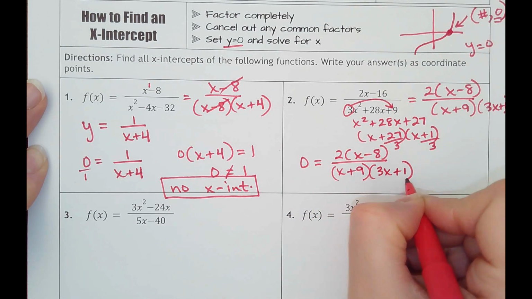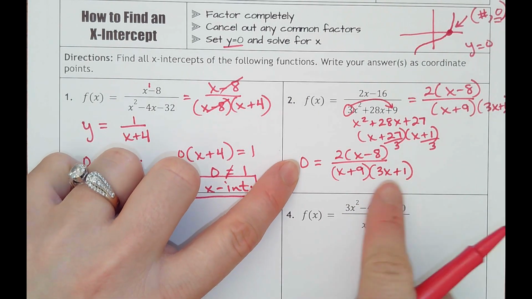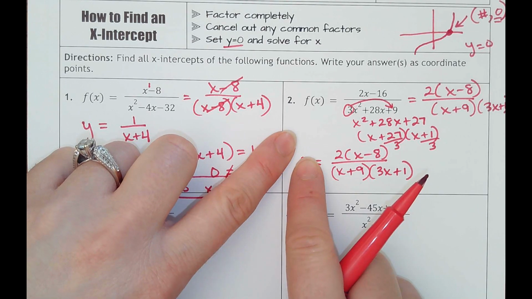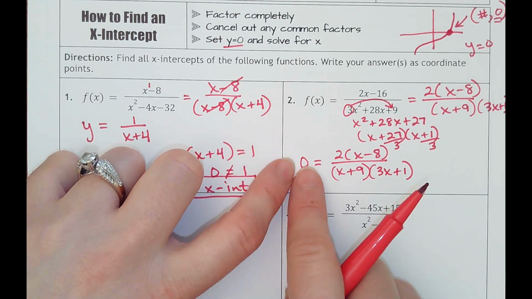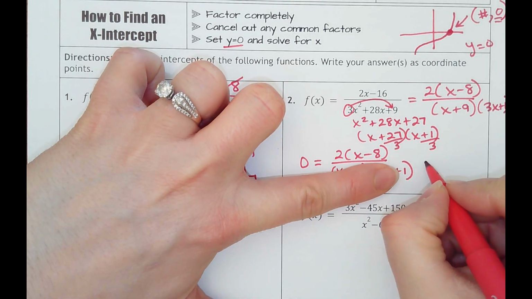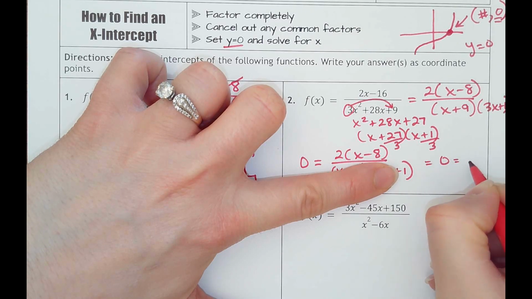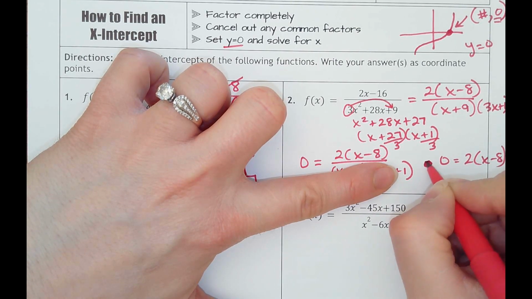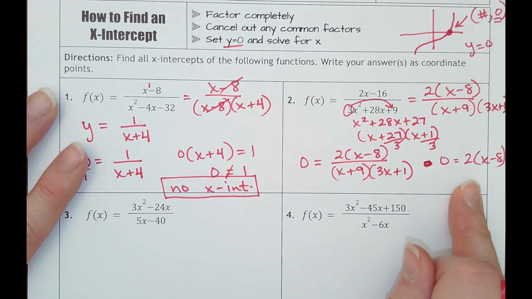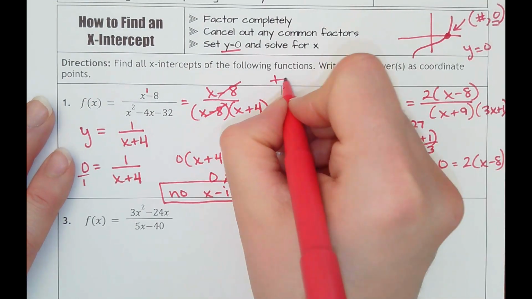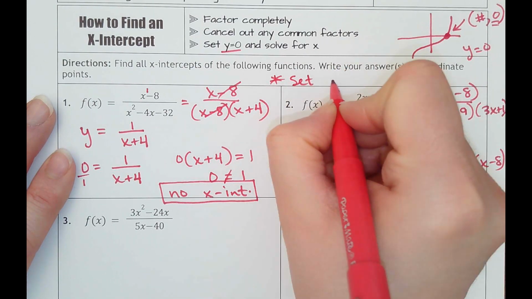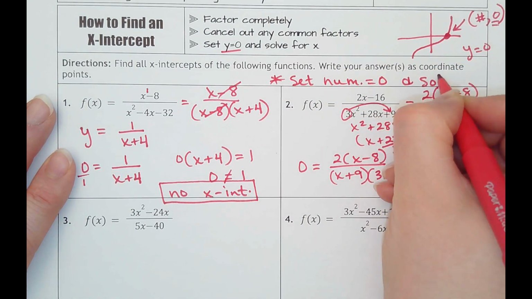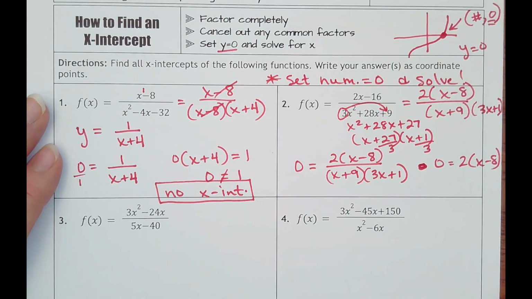1. So here's what I hope you learn, is that every time I'm going to cross multiply, so this denominator is always just going to be 0. So it's 0 equals 2 times x minus 8. So really I'm just setting the numerator. Put that as a star. Set numerator equal to 0 and solve. That's what it really is.